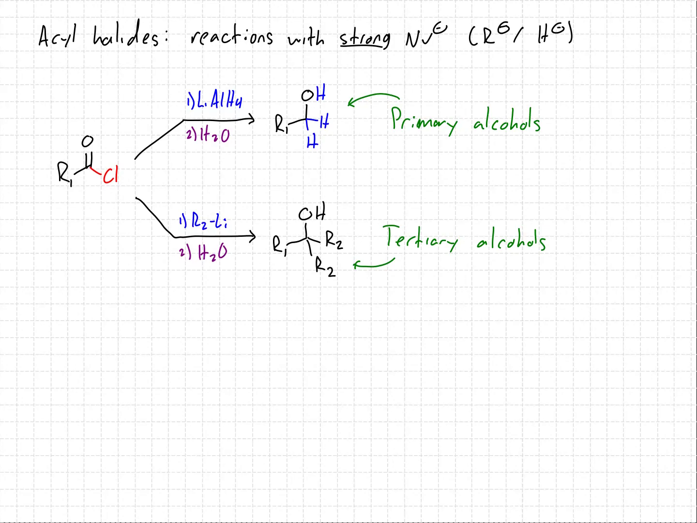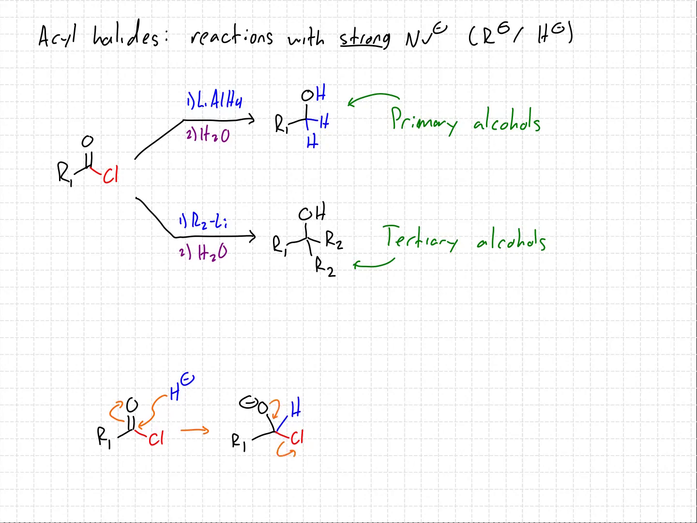Now in Organic 1, we sort of waved our hands at this and said, you just need to know that this happens, but now we're better equipped to talk about the mechanism of the process. So if we treat an acyl halide, which is a very reactive electrophile, with a strong nucleophile like a hydride ion, we'll very quickly have a reaction to produce a tetrahedral intermediate.